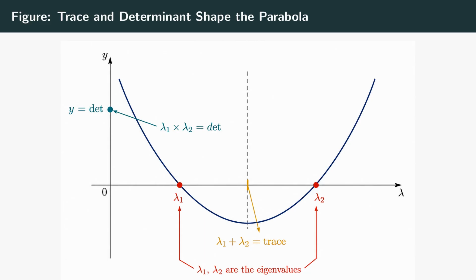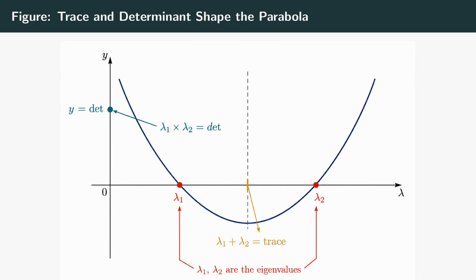Now watch where the trace and determinant live in this picture. The sum of the two roots equals the trace, and geometrically the sum is twice the location of the parabola's axis of symmetry, so the midpoint between the two crossings, marked with a gold tick, sits at half the trace. The trace controls where the roots are centered. The determinant equals the product of the two roots, and for this parabola the product of the roots is exactly the y-intercept, the height at which the curve crosses the vertical axis, marked with a teal dot. So one number, the trace, fixes where the eigenvalues are centered, and the other, the determinant, fixes their product.